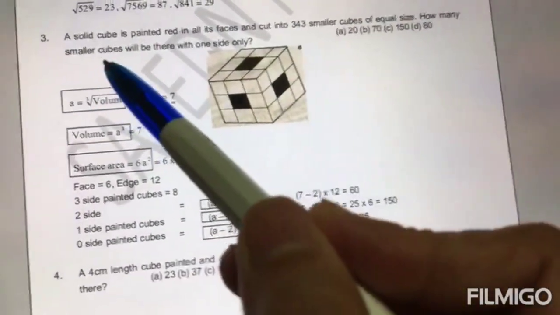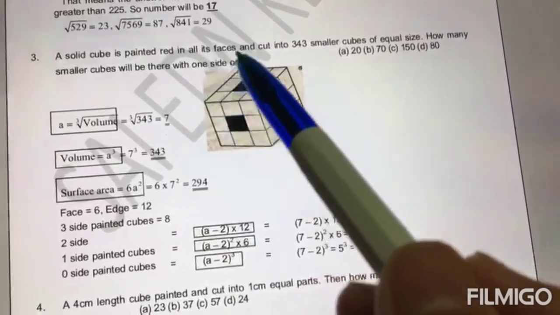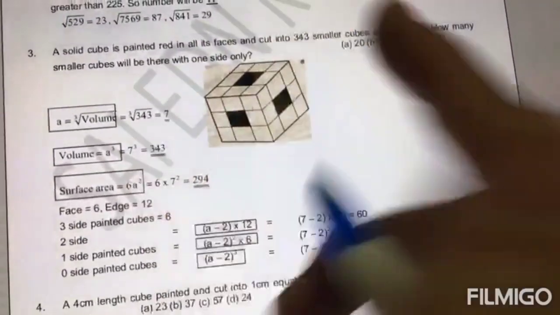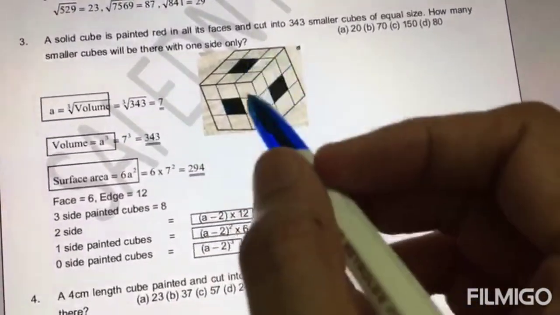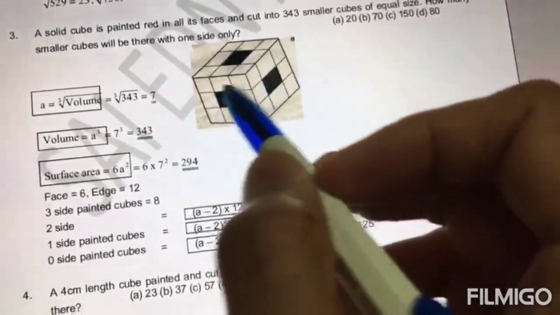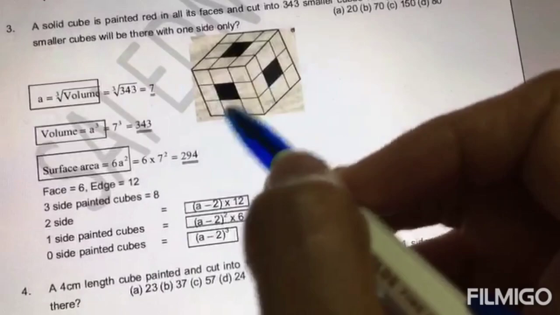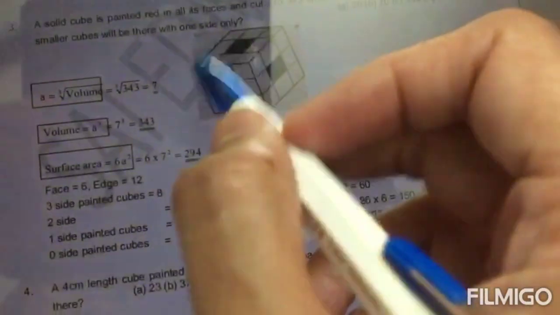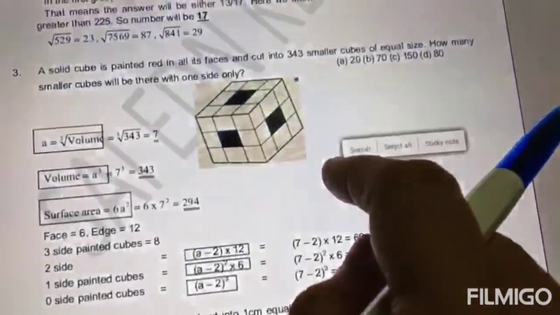Let's do that now. Okay. It's to do with cubes. A solid cube is painted red in all its faces. Faces means this is a face, for example. 1 face, 2 face, 6. There are 6 faces for a cube. Face 1, 2, 3, 4 at the bottom, 5 behind, and 6 here behind.